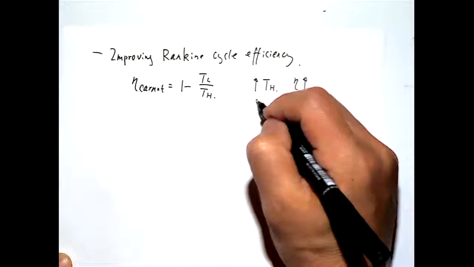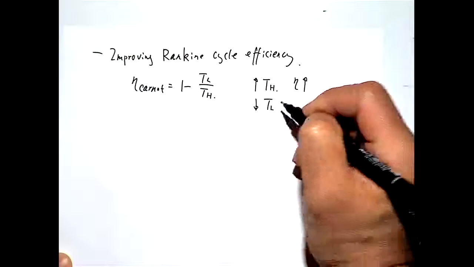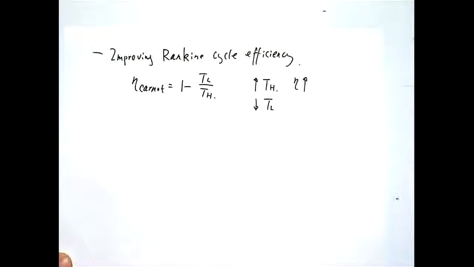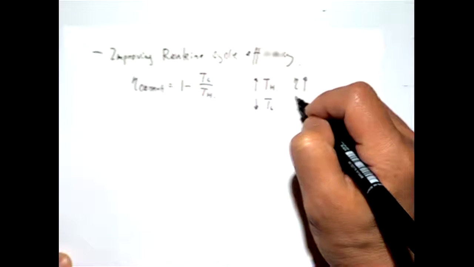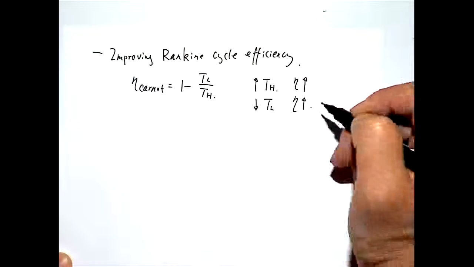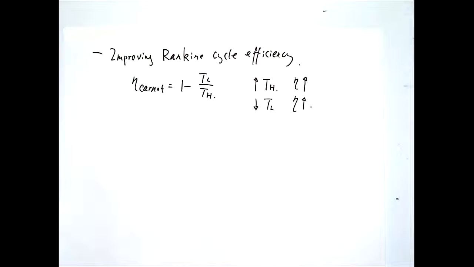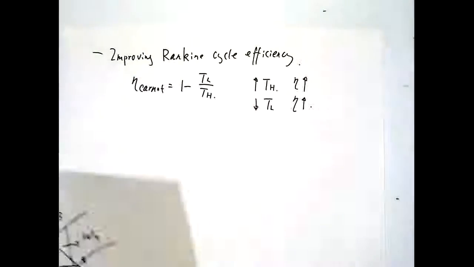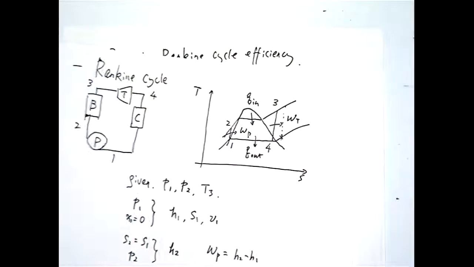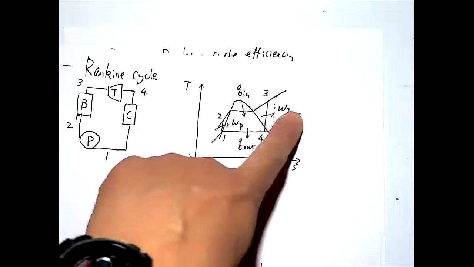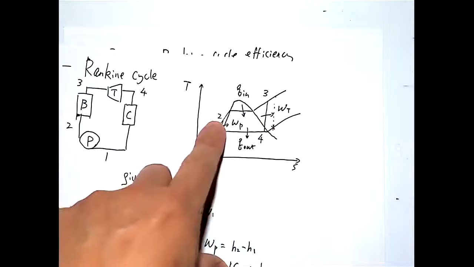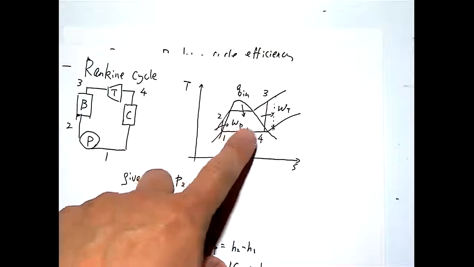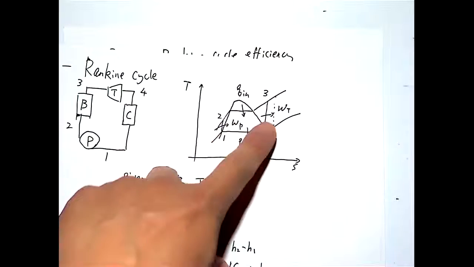The other one is opposite. If you can reduce the low temperature reservoir, the efficiency will go up as well. So based on this idea, in a Rankine cycle, the heat addition and the heat rejection process is not constant, right? You're going through a non-constant, non-isothermal heat addition and heat rejection. But the idea is there.